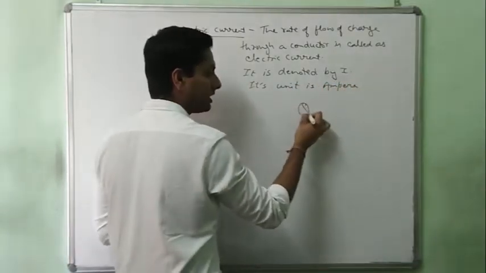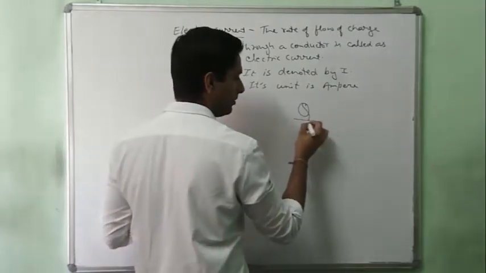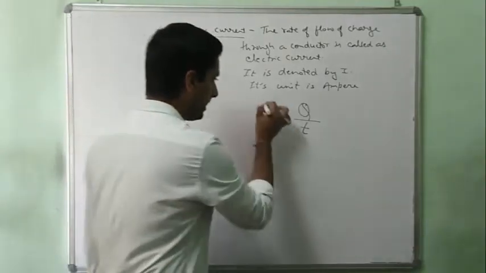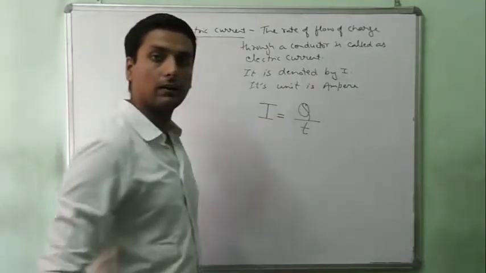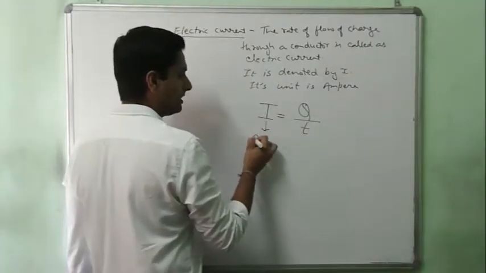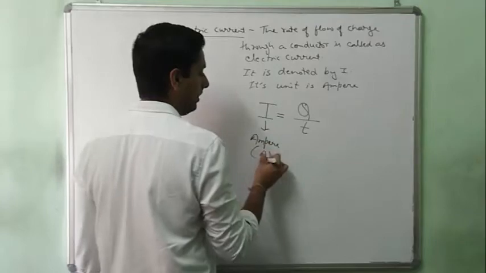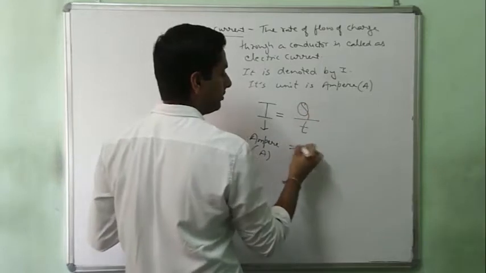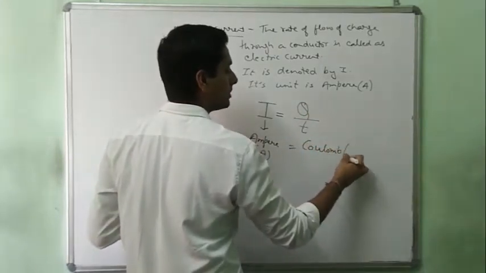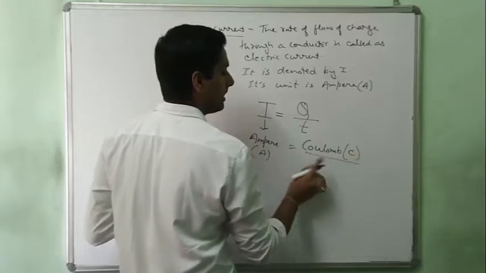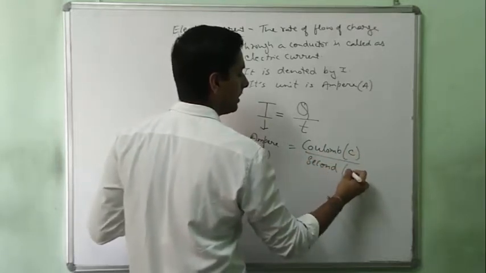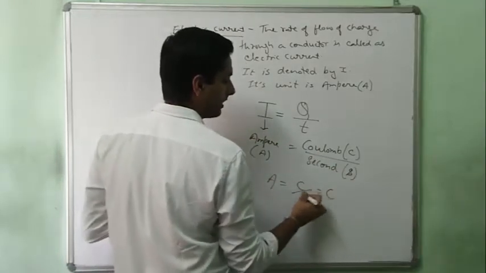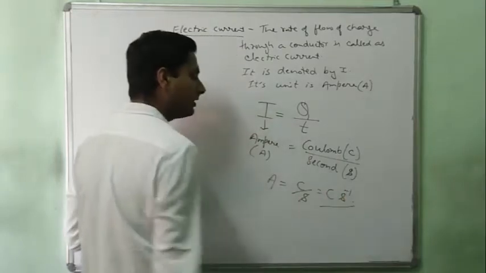How much charge, that is, charge is Q, per unit time, that is, how much charge is flowing in one second, that is electric current. So the unit of current is ampere, which is indicated by capital A, Q has a unit of coulomb, which is denoted by C, and time has a unit of seconds, which is indicated by S. So ampere is coulomb per second. So we can write it like this also.